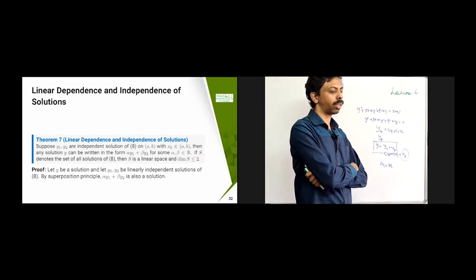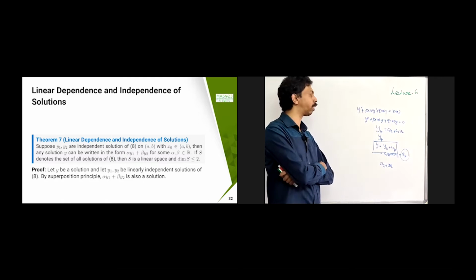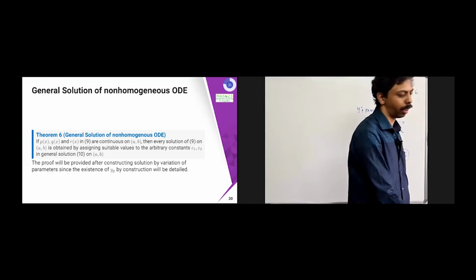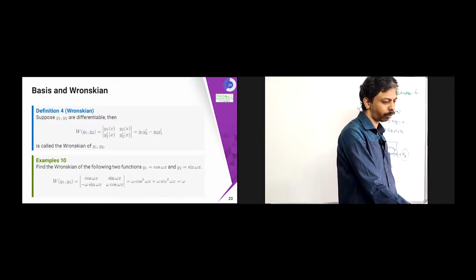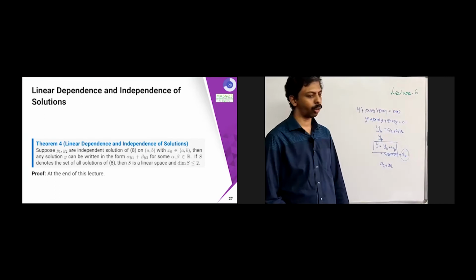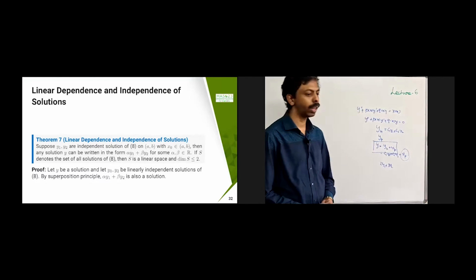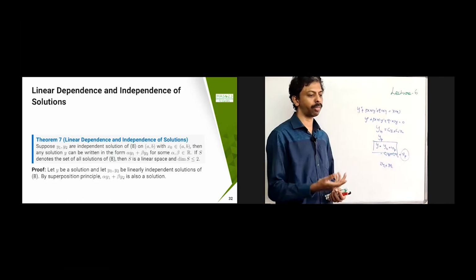The omitted proof. Suppose y1 and y2 are independent solutions of 8. The equation that we have, equation number 8, is the IVP. For this equation, we are going to see the related theorem. Suppose y1 and y2 are independent solutions of 8 on (a, b). If x naught belongs to (a, b), then any solution y can be written in the form alpha y1 plus beta y2 for some alpha, beta in R.